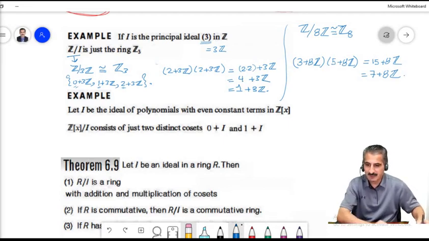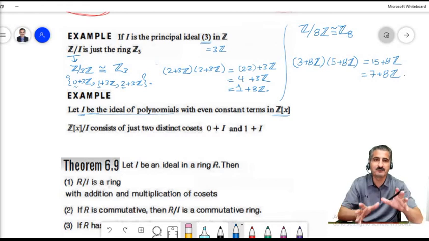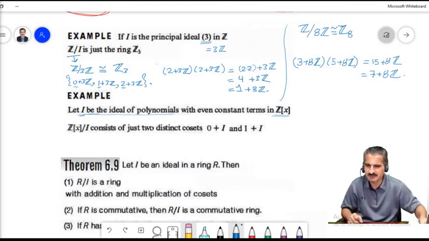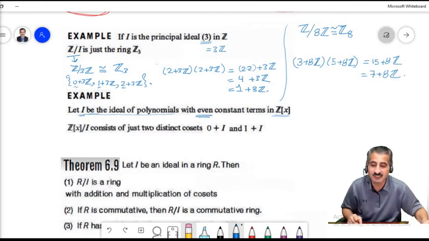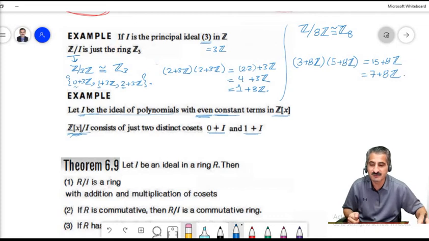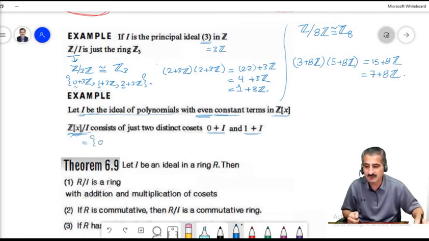Okay, another example: we have worked with this ideal in the polynomial ring whose coefficients are from Z. So we have taken all polynomials whose coefficients are in Z, and we have taken a subset from there, which is all polynomials that have an even constant term. And we have proved this is an ideal, and actually we have proved these are the 2 cosets of it before. So the factor ring Z[x] over I will consist only of these 2 cosets.